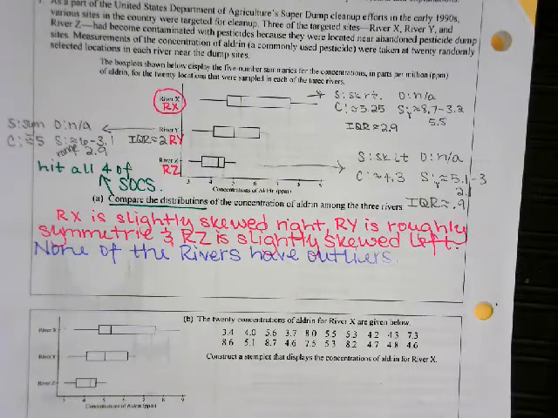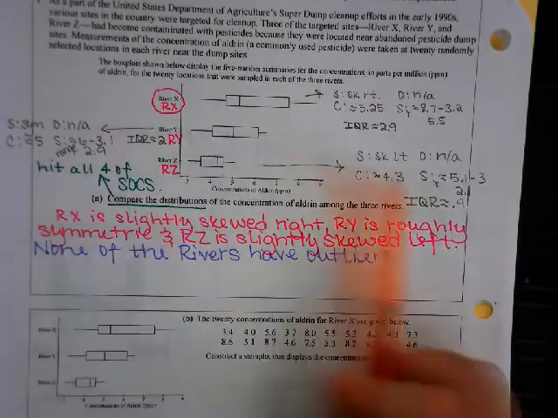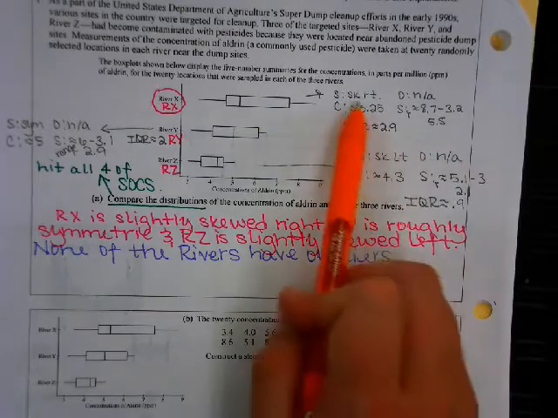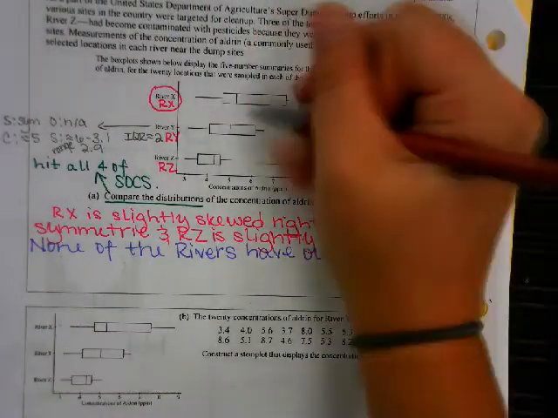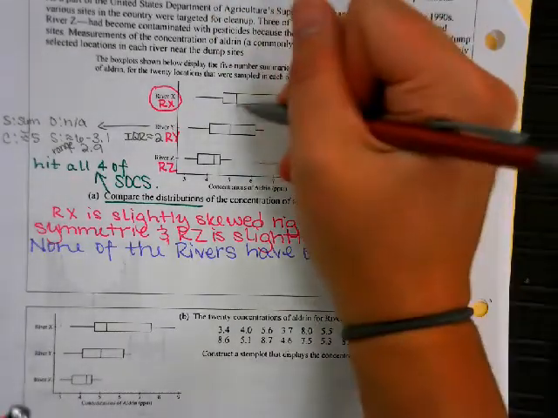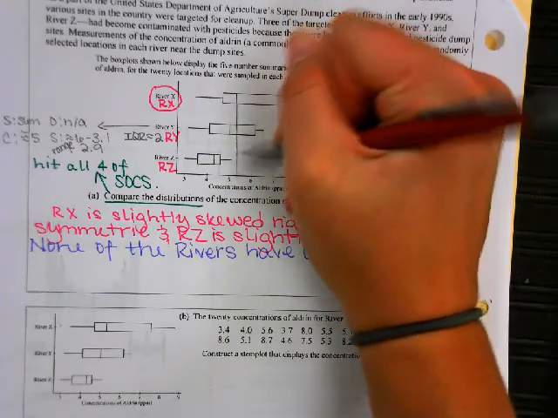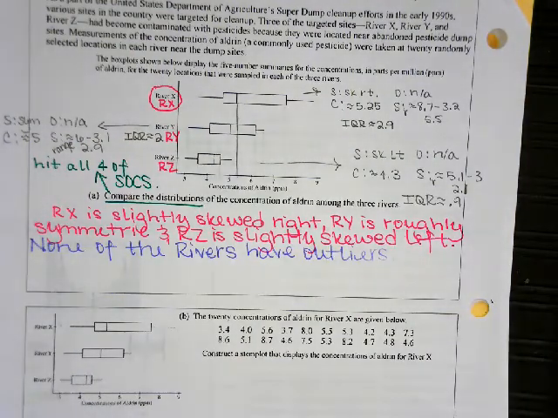Center and spread, I would say, are where you want to elaborate the most. So our center for river X, 5.25. Here it's 5 and there it's 4.3. But we do want to mention that, like river X, as I said, the center is actually, maybe if I can get my pencil to work. The center of river X is actually greater than the entire box plot for river Z. So when I mention my center for river X, I want to make a note about that.